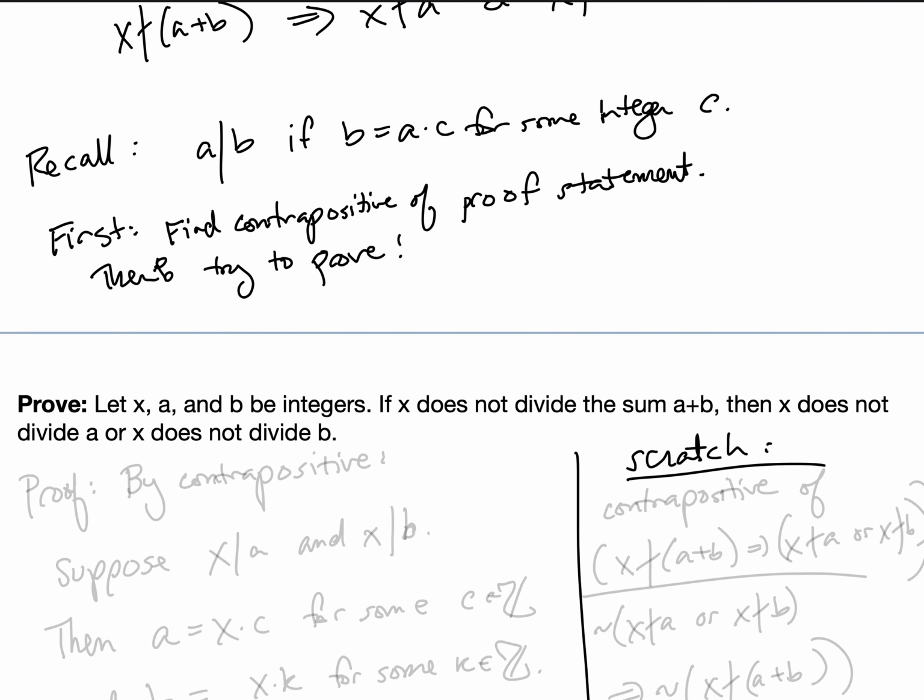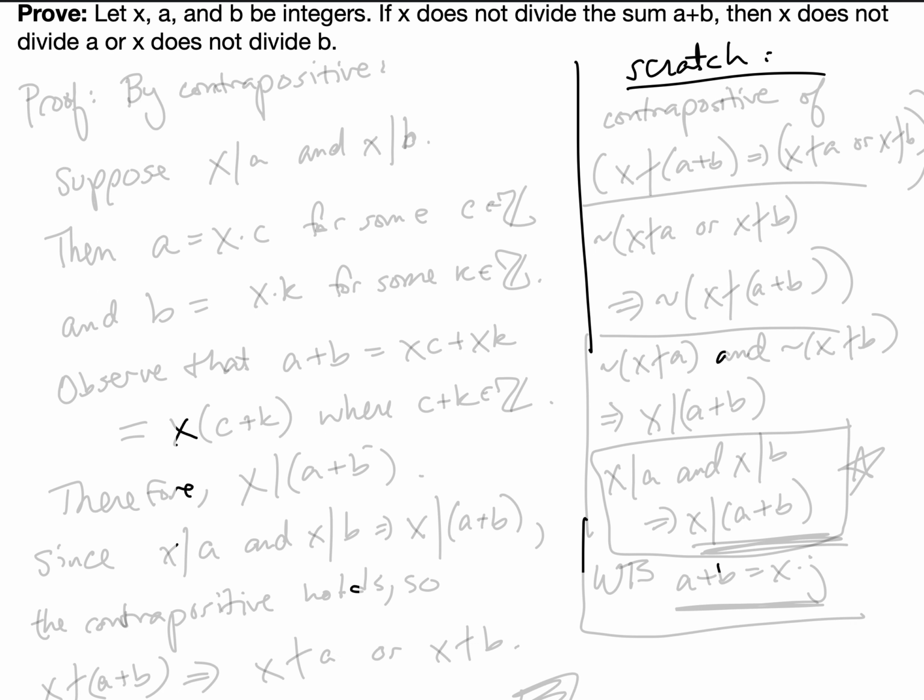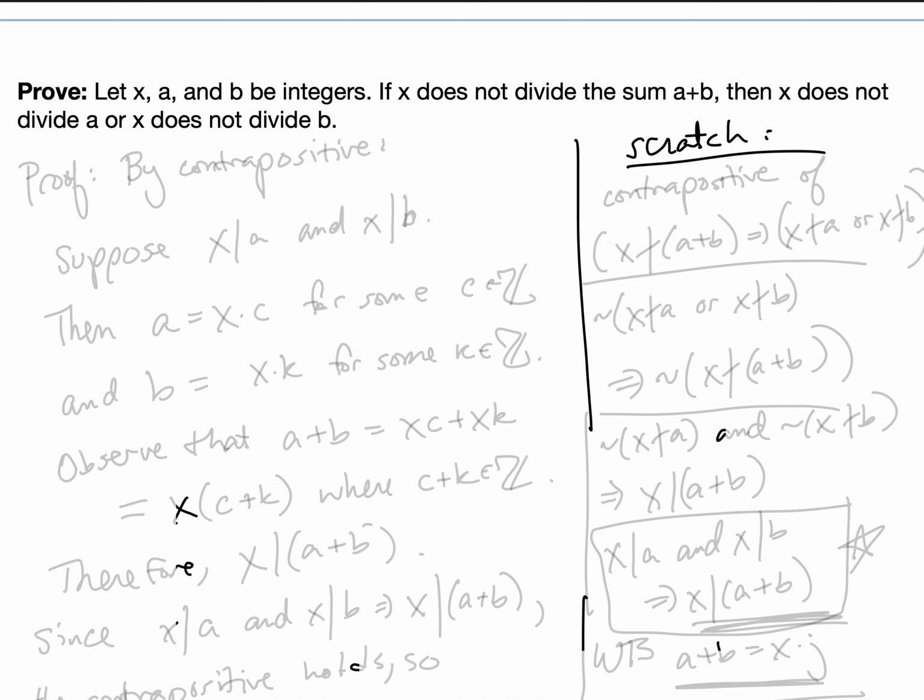Okay, so let's take a look at this proof. Let x, a, and b be integers. If x does not divide the sum of a plus b, then x does not divide a, or x does not divide b. So on our piece of scratch paper on the side, let's try to find the contrapositive of the statement: x does not divide a plus b implies x does not divide a, or x does not divide b.